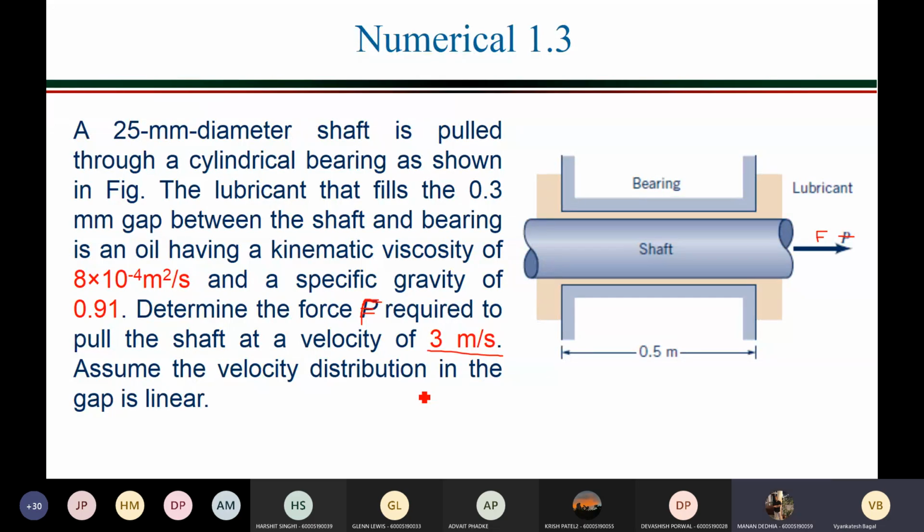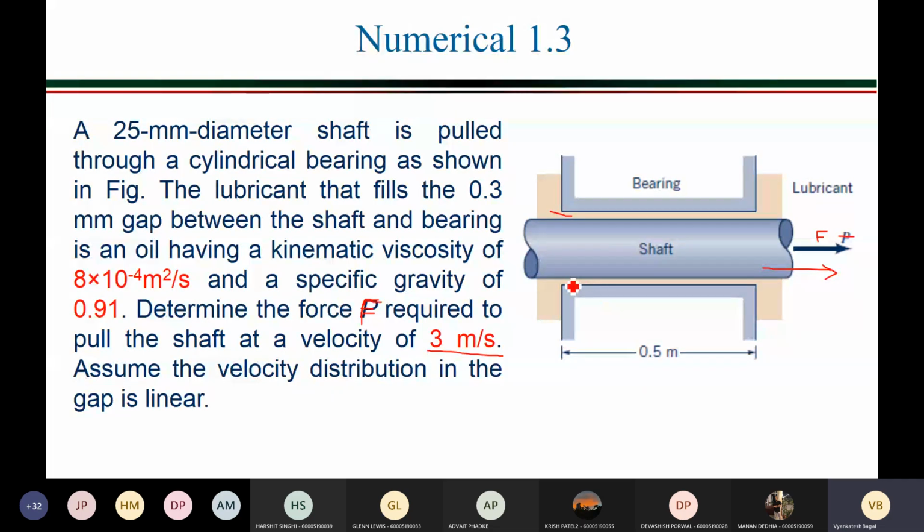Can you solve it on your own? Can you revise one numerical? Okay, look at the diagram. You have a shaft like this, which is shown in the diagram. Some force F is applied and the shaft is pulled through this gap, right? And this gap is filled with oil, between your bearing and the shaft. Now this bearing, this part is stationary, and your shaft is pulled, right?